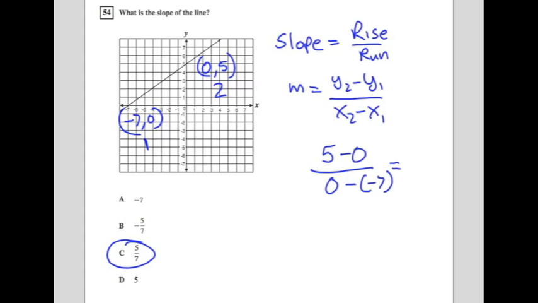So here we go. 5 minus 0 is 5. And here we have 0 minus -7. Once again, there are 2 negatives touching each other. If it wasn't for this parentheses, they'd be touching each other, but they're close enough to where you can change it into a positive. 0 plus 7 is 7. Once again, 5 over 7 is our correct answer. 2 different ways to do it. Either way would work good for any of these.